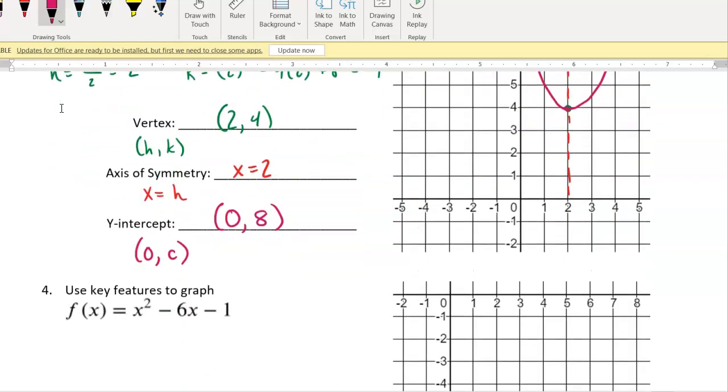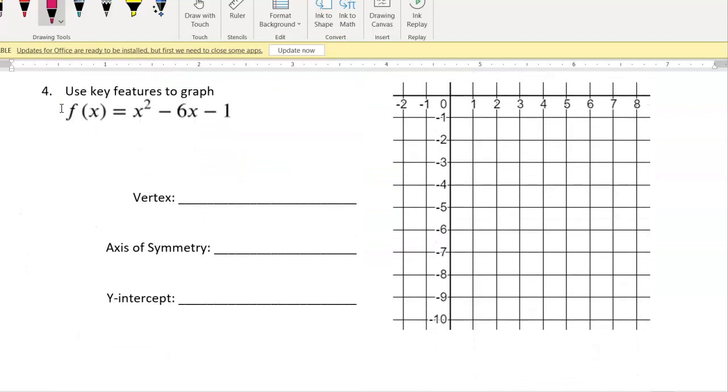All right. I want you guys to do the same thing with this last example. I want you to find the vertex like we've been doing. Use that to find the axis of symmetry. Use our c value to find the y-intercept, and then sketch all that information on this graph. So pause the video and hit play when you're ready to check to see if you've done it correctly.